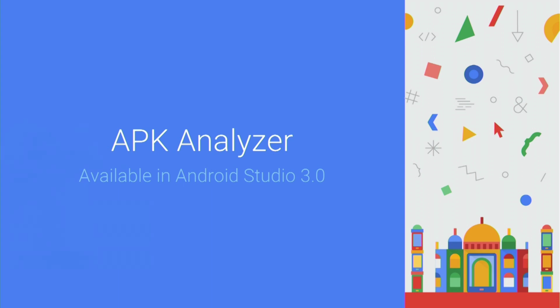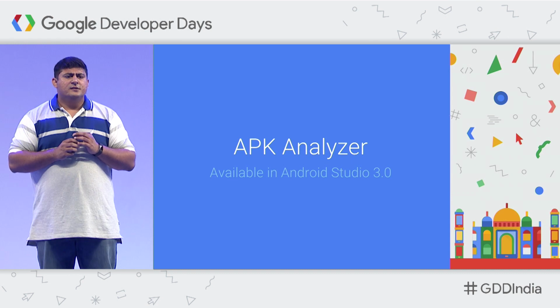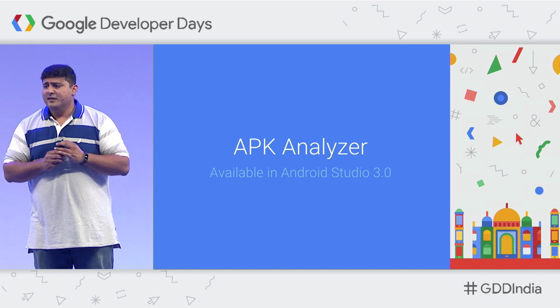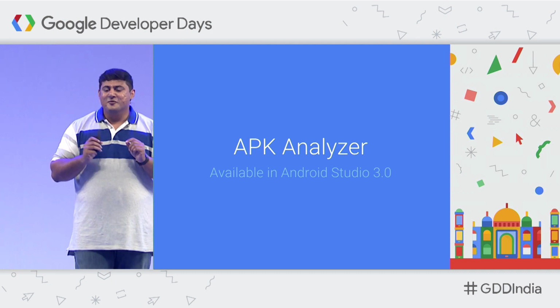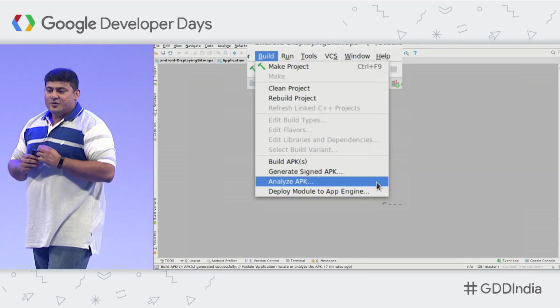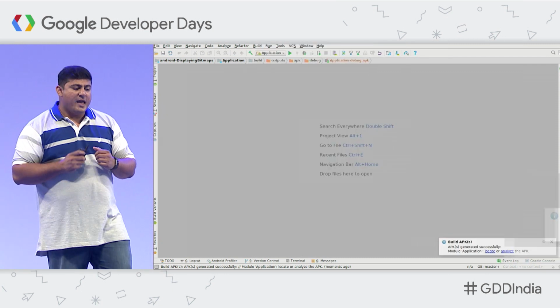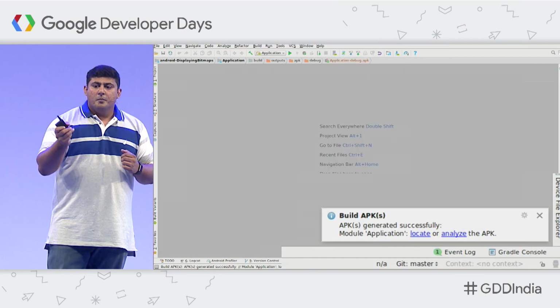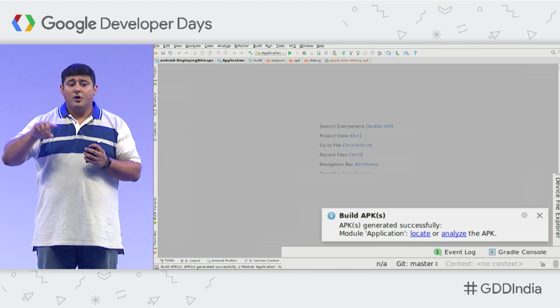With the APK Analyzer, that's the next tool that I want to talk about. How many of you use APK Analyzer? I'm glad, a lot of you. Those who haven't raised your hands, please go back and look at that tool. It's really useful stuff. You can invoke the APK Analyzer from the build menu, or every time you create a build, it will show up with this nice dialog where it says, locate your APK or analyze the APK.